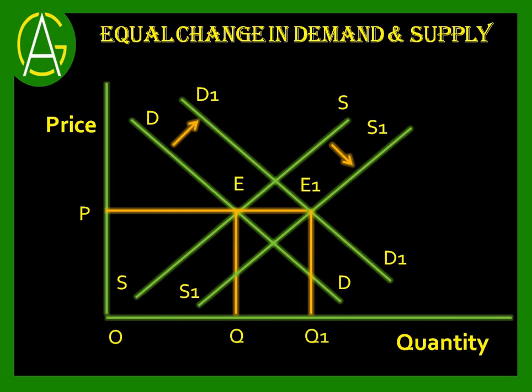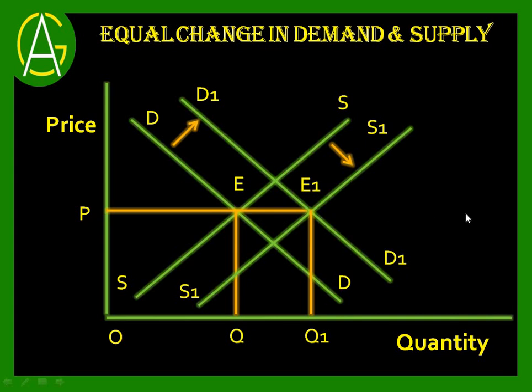Friends, you can see that there is increase in demand and the same amount supply has increased. It means that there is no shortage or no surplus in the market. When there is no shortage or no surplus in the market, price will remain unaffected. So the price here has remained the same, OP is the price, but you know that there is increase in the demand and increase in the supply. It means that the quantity will be higher in the market. So quantity has increased but no change in price.